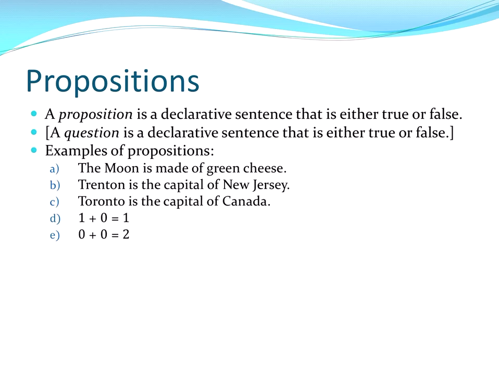Here are a few more examples of propositions. The moon is made of green cheese. Trenton is the capital of New Jersey. Toronto is the capital of Canada. 1 plus 0 is 1, and 0 plus 0 is 2. And 2 of these propositions are true, and 3 of them are false. I'll let you figure those out.